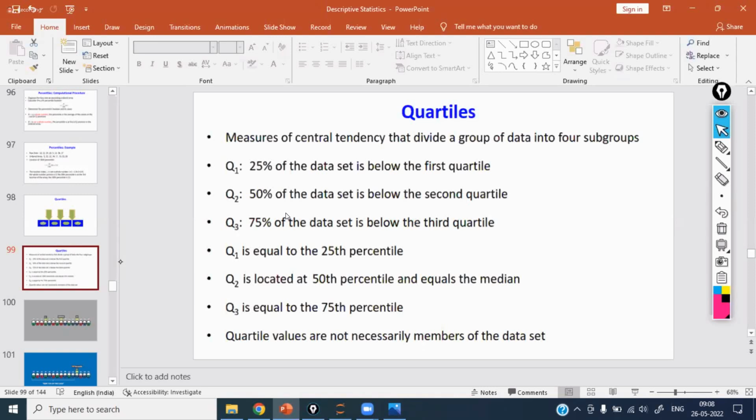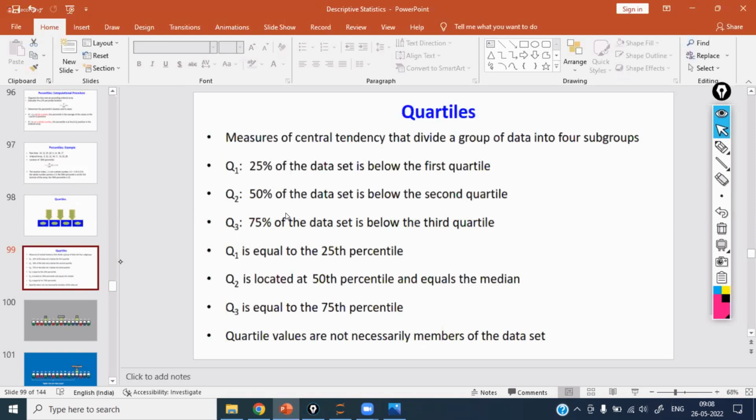Q1 is also called the 25 percentile value, exact value. Q2 is called the 50 percentile value, which is also called the median. Okay. Q2 is the name, 50 percentile is the name, or same. Q2 is nothing but the 50 percentile, which is also called the median. Q3 is equal to the 75 percentile.